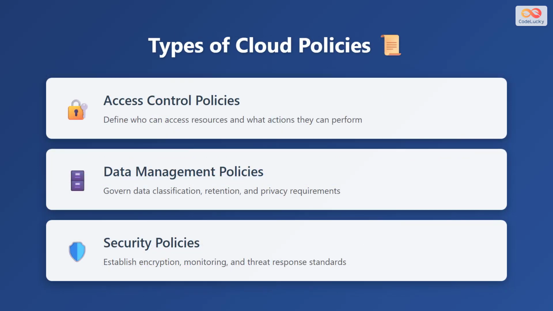Organizations typically implement 3 main types of cloud policies. Access control policies define who can access resources and what actions they can perform. These policies use identity and access management tools to enforce the principle of least privilege, ensuring users only have the permissions they absolutely need. Data management policies govern data classification, retention, and privacy requirements.